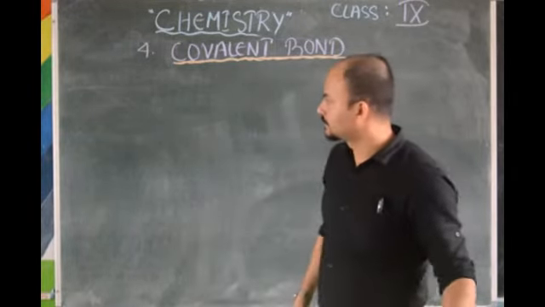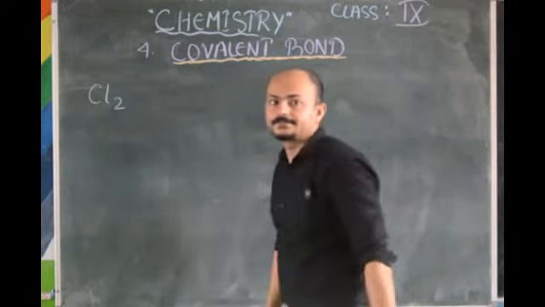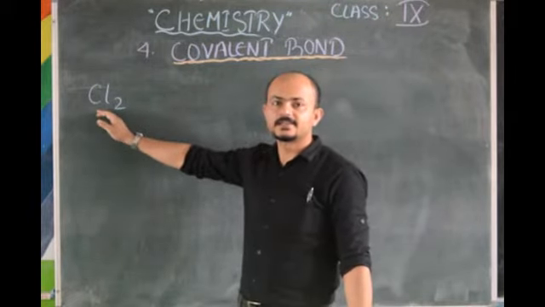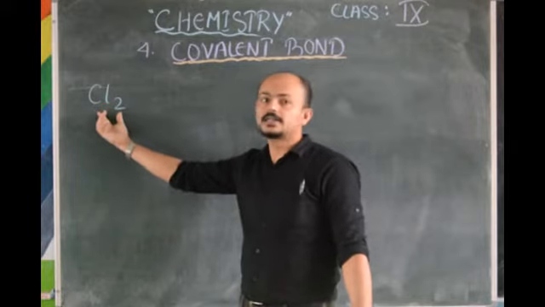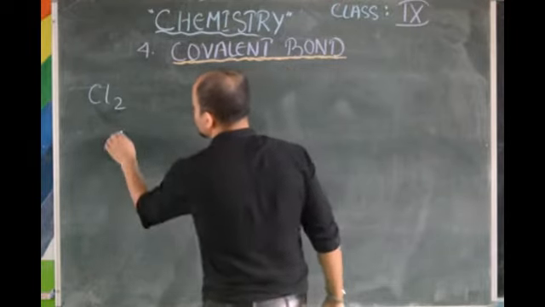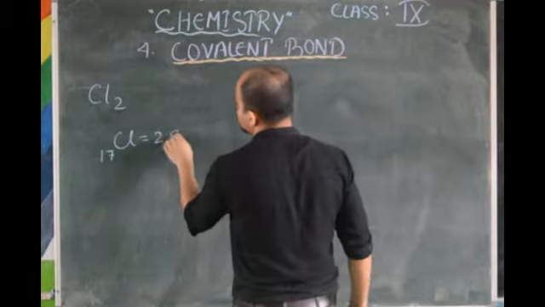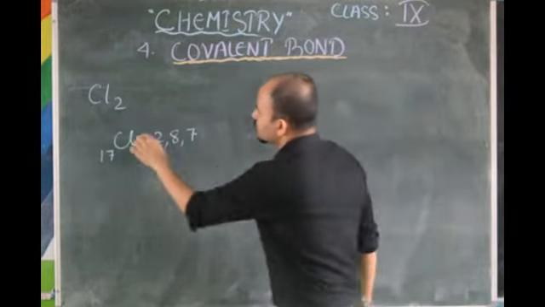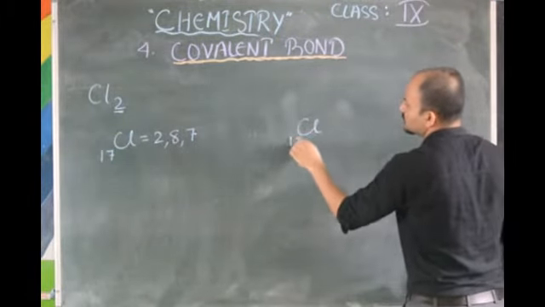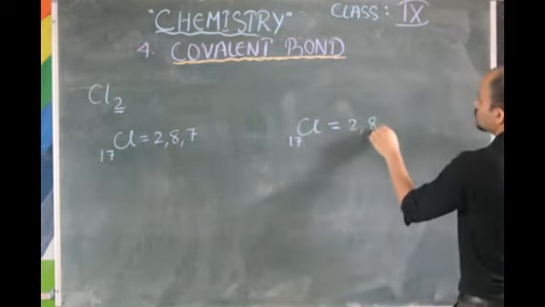Suppose you have this molecule, Cl2, chlorine. You know this is called chlorine molecule, it is a gas. Now how will the bond be formed between chlorine and chlorine? Chlorine's atomic number is 17. Its electronic configuration is 2, 8, 7, and since it has 2 chlorine atoms, another chlorine atom is also involved, Cl. Its electronic configuration is again 2, 8, 7.